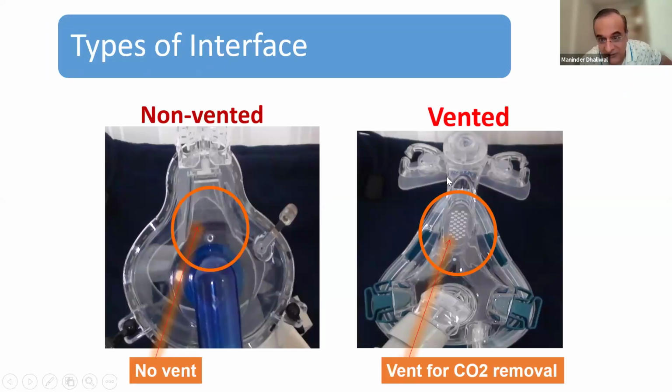If it is basically a home BiPAP machine, then these masks will be vented because this is a single limb circuit. The CO2 will come out from here. The expiration will happen through this vent. Whereas if there are no holes in this BiPAP mask, that means it's for a dual limb circuit, where the air goes in from here and exhalation happens through the other limb of the circuit.